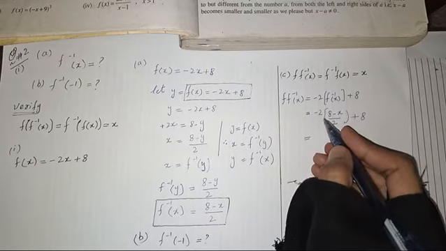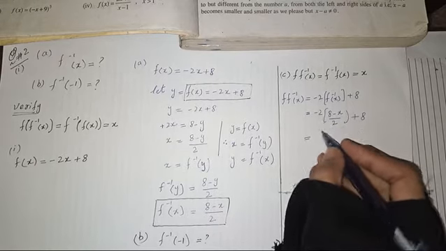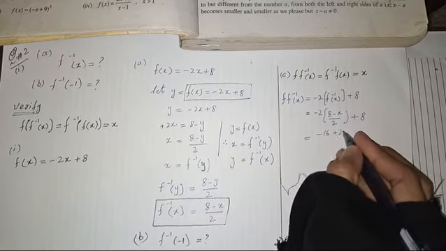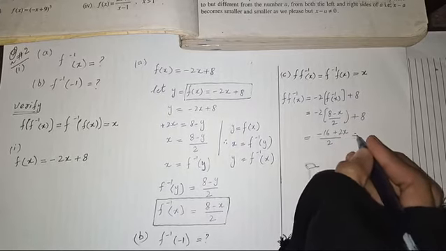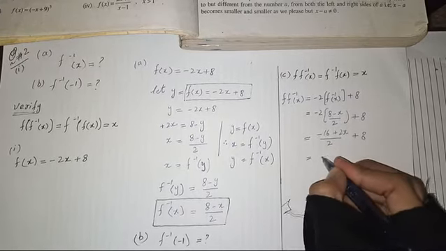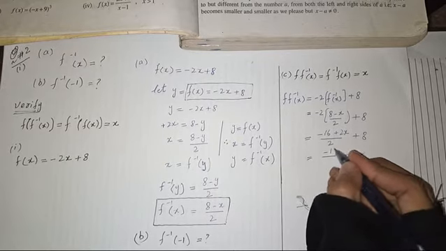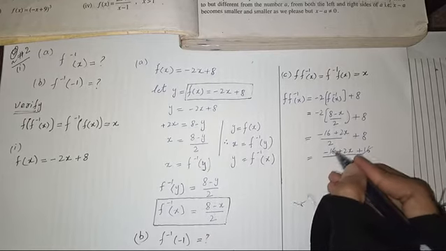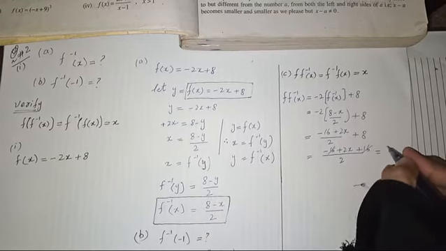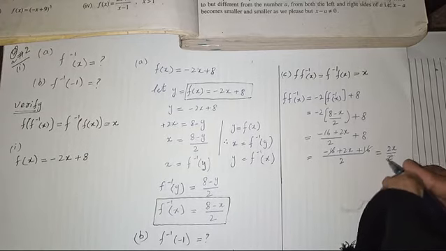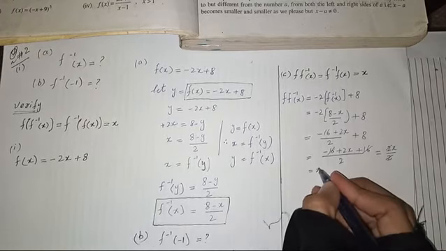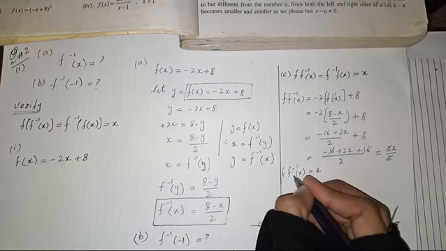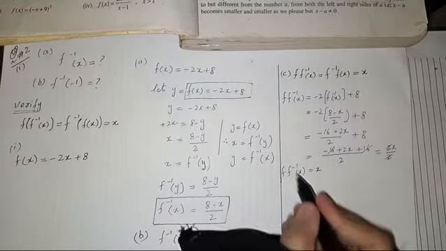Now multiply minus 2 with 8 minus x. 2 when multiplied with 8 is 16, minus minus plus 2x, divided by 2, plus 8. Take LCM, 2 minus 16 plus 2x plus 16. Minus 16 plus 16 cancel out and the remaining term is only 2x divided by 2. 2 cancels out with 2, only x is left. So it means you have calculated f of f inverse x is equal to only x.